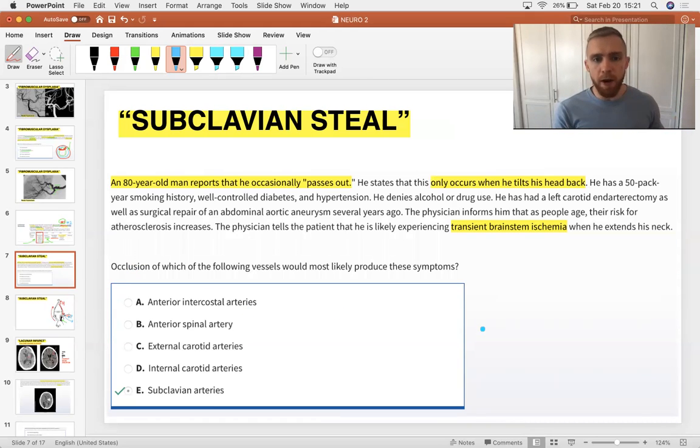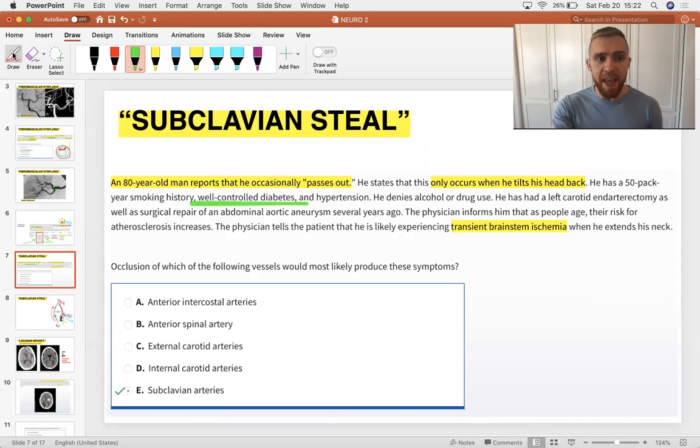An 80-year-old man reports that he passes out. This only occurs when he tilts his head back. He has a 50-pack year history, well-controlled diabetes and hypertension. Pause. Diabetes is an equivalent risk factor for coronary artery disease, for atherosclerosis.